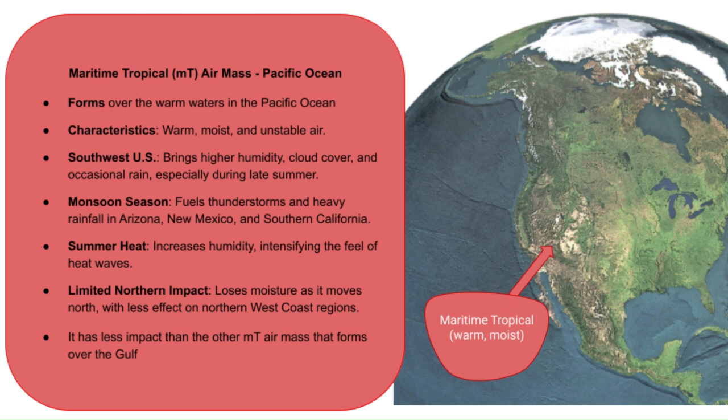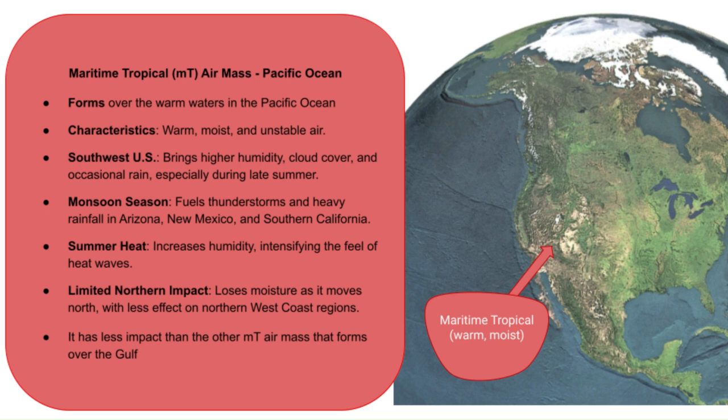Now let's move to the west coast. The maritime tropical air mass formed over the Pacific Ocean significantly impacts the western US, particularly the southwest. When it moves inland, it brings warm, moist air, leading to increased humidity and occasional rain, especially in late summer and early fall. The maritime tropical air mass fuels the North American monsoon, resulting in thunderstorms and heavy rains in Arizona, New Mexico, and southern California.